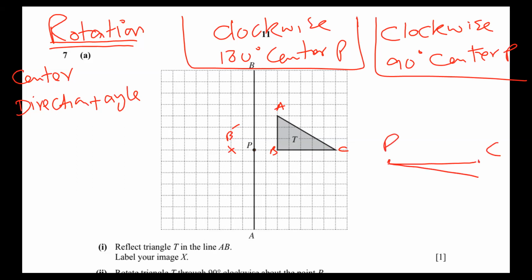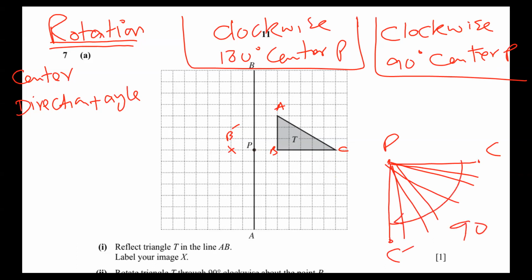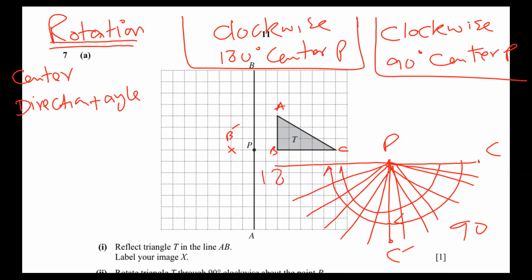So 10, 20 degrees, 30, 40, 50, 60, 70, 80, and 90. If C dash comes here, this to this is called 90 degree clockwise rotation. But now 100, 110, 130, 140, 170, and 180. So this is again 90. So total from here to here is called 180 degrees. So C dash first came here, and now it comes here.